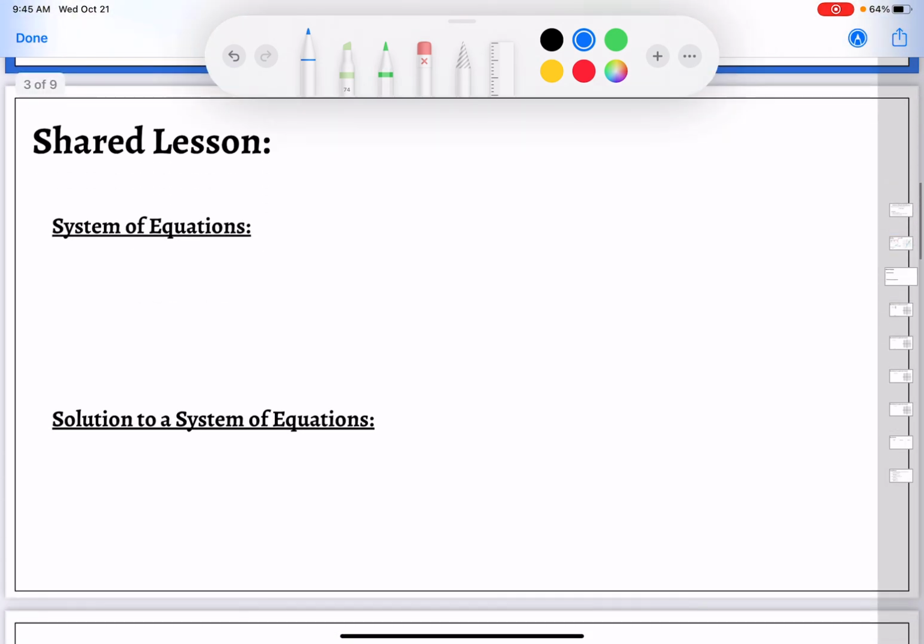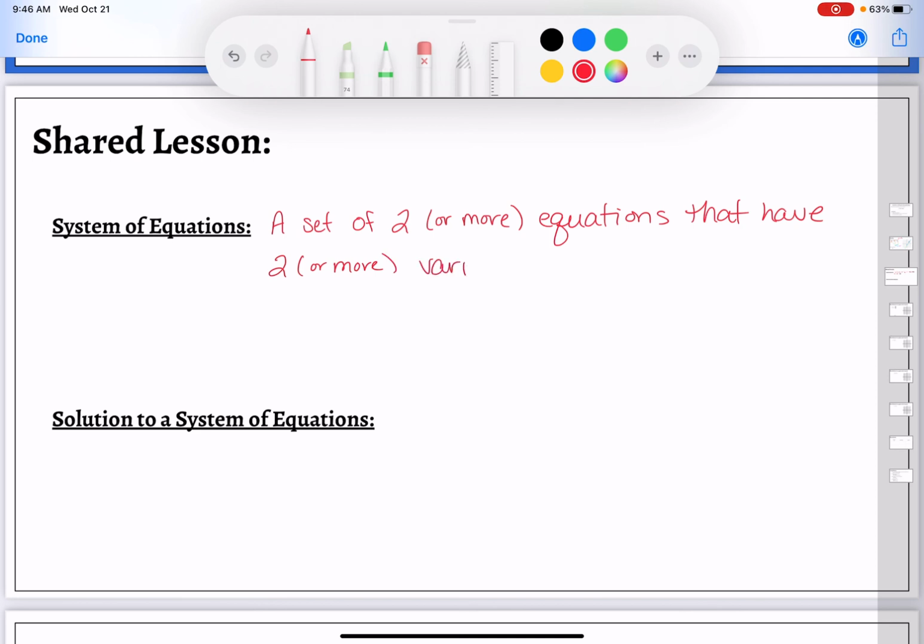So now let's talk about what do we mean by a system of equations? That was just one linear equation. What is a system? So a system of equations is a set of 2 or more equations that have 2 or more variables that are solved at the same time.